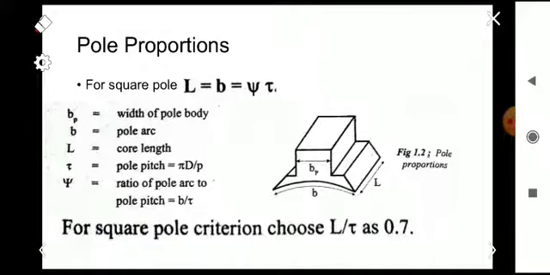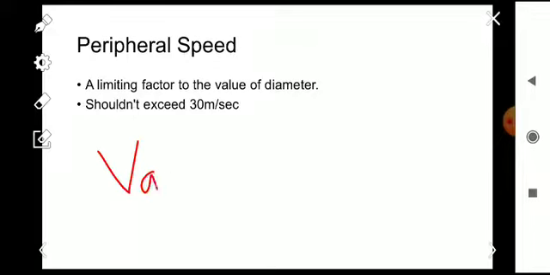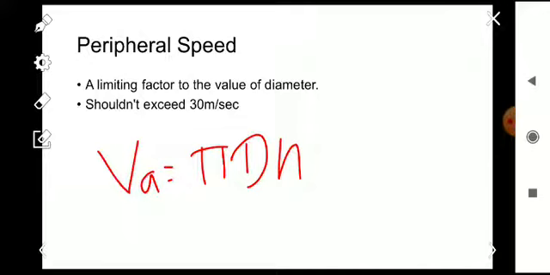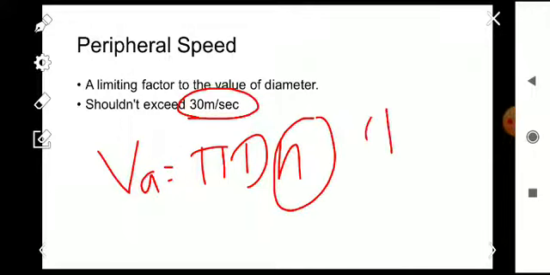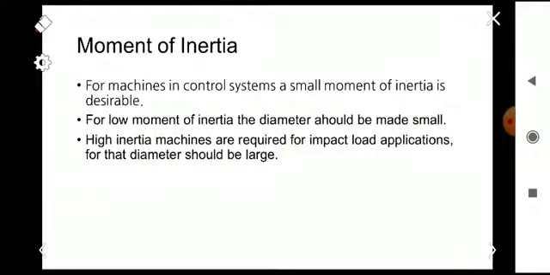The first one is the pole proportions, and the next one is the peripheral speed. Normally it is the limiting factor to the value of the diameter. The equation for peripheral speed is Va is equal to pi D n. Here the Va shouldn't exceed 30 meter per second. It may be given in the question itself, and we can find the value of n, and from that we can find the value of D. So the second method is by using the peripheral speed.